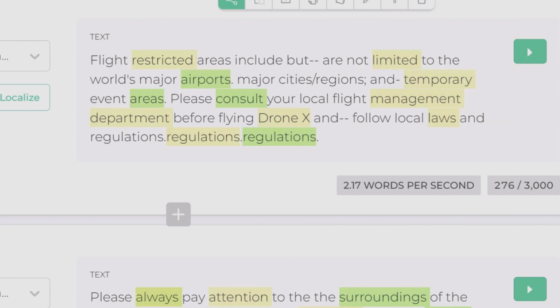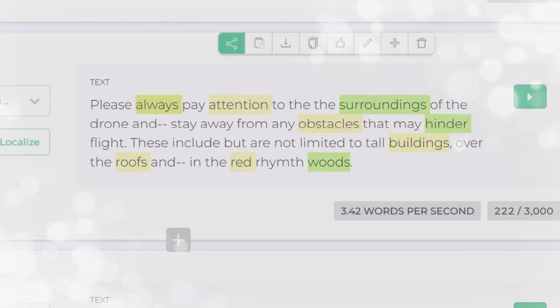Please always pay attention to the surroundings of the drone and stay away from any obstacles that may hinder flight. These include but are not limited to tall buildings, over the roofs, and in the red-rimmed woods.